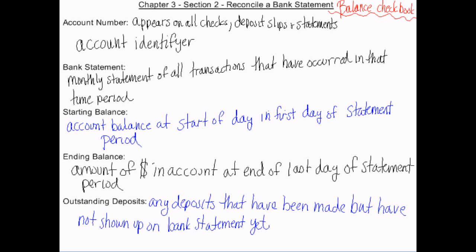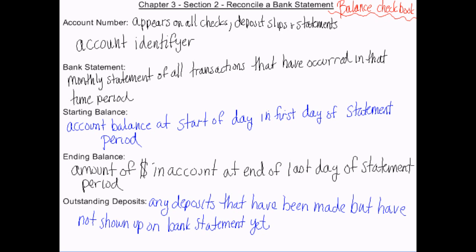Your bank statement is the monthly statement of all transactions that have occurred in that time period, and that time period is about a month. Either a legitimate month, so the first until the last day of the month, whether that's the 28th, the 30th, or the 31st, or it could be a 4-week period. Most banks do an actual month. And the statement is everything that has occurred at the bank during that time, not necessarily everything that you did during that time, because some transactions lag.